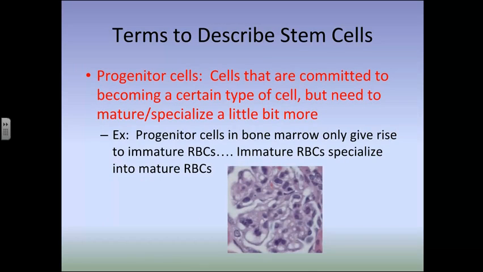The last term that we have is called a progenitor cell, and progenitor cells are committed to becoming a certain type of cell, but they really need to mature or specialize a little bit more. So the progenitor cells in your bone marrow only give rise to red blood cells, right? And the red blood cells have a very specific function.